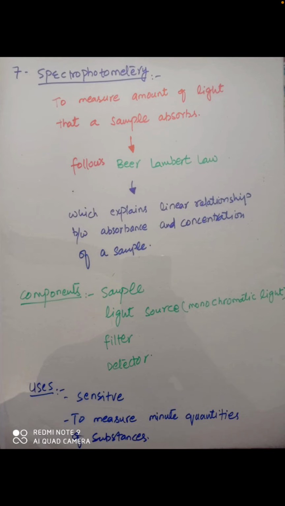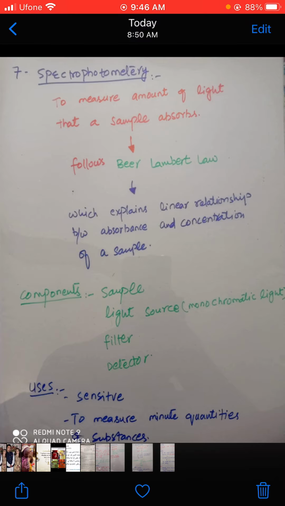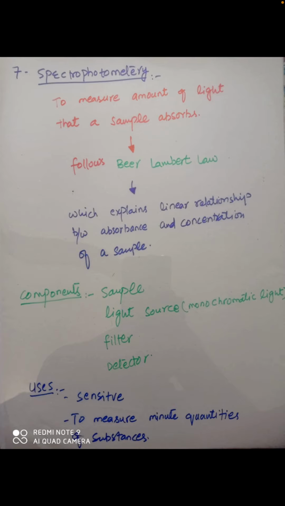So components of the spectrophotometry include first of all the sample, the light source which must be monochromatic light, the filter which passes the monochromatic light, and the detector which detects the remaining light which passes out of the solution. It is more sensitive because we are using the light source to measure the amount or the quantity or the concentration of the substance, and it is used to measure the minute quantities of the substance.